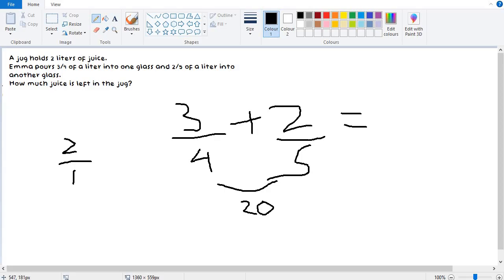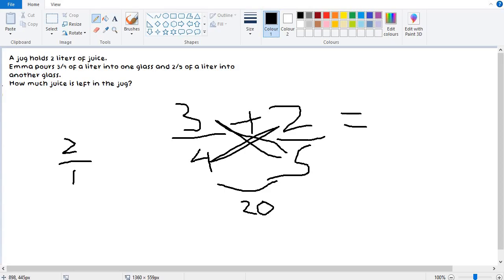You can do the butterfly method, where basically you do a crisscross, where you do 2 times 4, 3 times 5, which makes it easier. Or you can just do the method I just did, where you do 5 times 4 gives me 20, so 2 times 4 gives me 8. But I prefer the crisscross method because it makes it easier and more convenient.